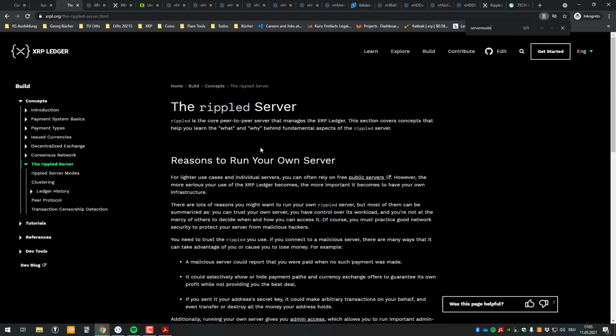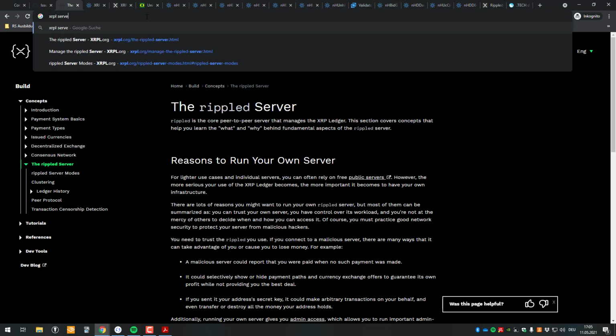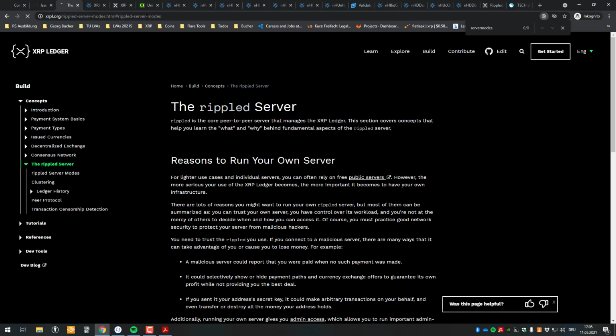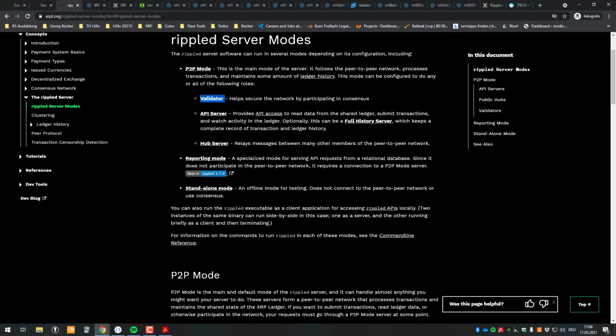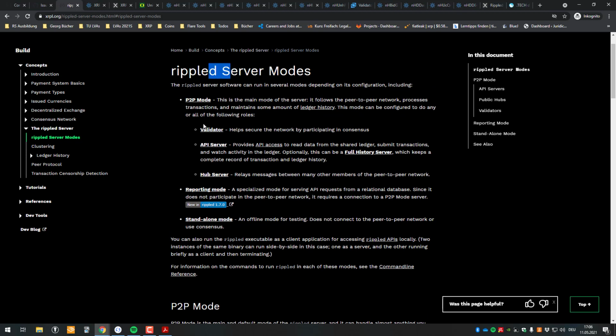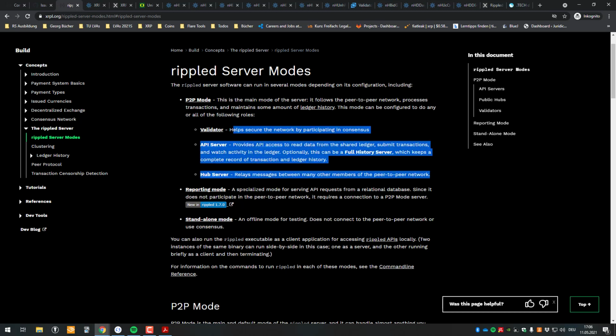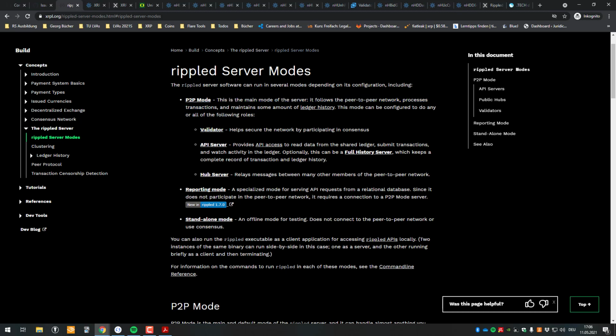There it is. And we can see you can run a rippled server as a validator, as an API server, which provides API access. API interfaces are places people can send requests to and, for example, extract transactions, like what were the last 20 transactions that happened. And a hub server relays messages between many other members of the peer-to-peer network. So these are the three modes. There's also apparently the P2P mode, the reporting mode, and standalone mode, an offline mode for testing, and so on. So there are multiple modes in which you can run a validator, and that's also what some of them might be doing.